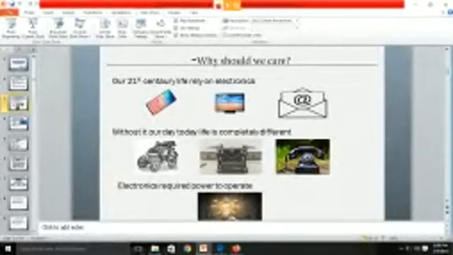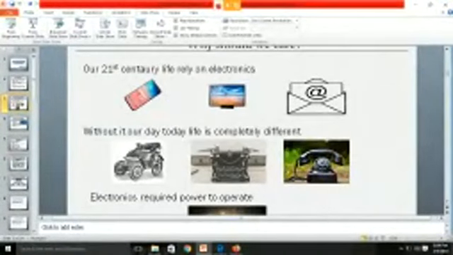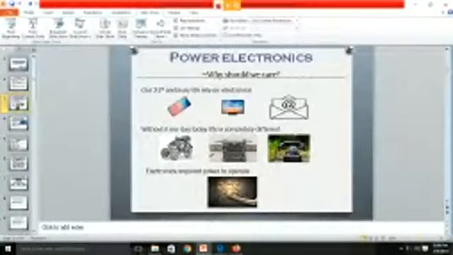So, what is power electronics and why should we care about that? That's the main thing we are discussing right now. Sorry, I think now it's visible. So, why are we caring for that?